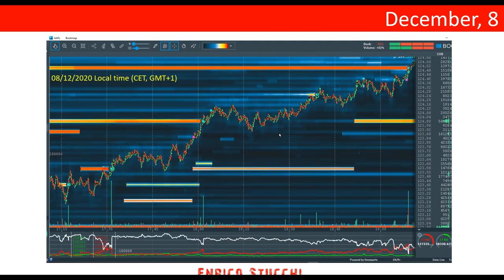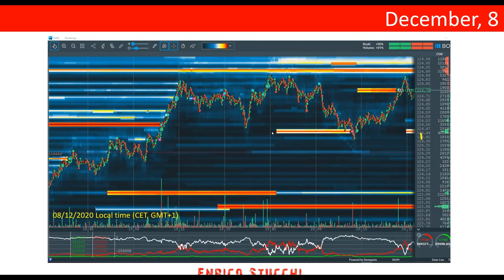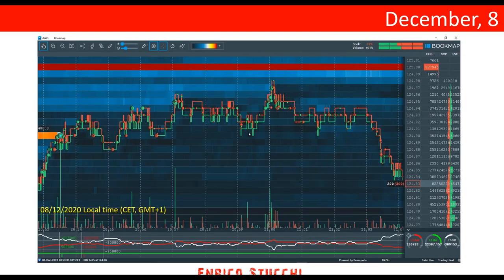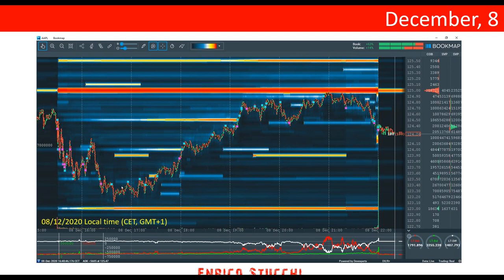What else? Oh, I prepared 100 of these examples, but mainly you understand that the liquidity attracts, so the liquidity levels are magnets. And if the price is rising, then you have a strong liquidity level. You have to buy in order to follow people because they are in control until they chase this liquidity level. They are chasing this liquidity level.